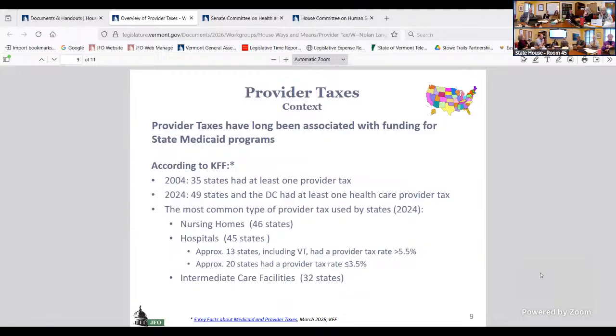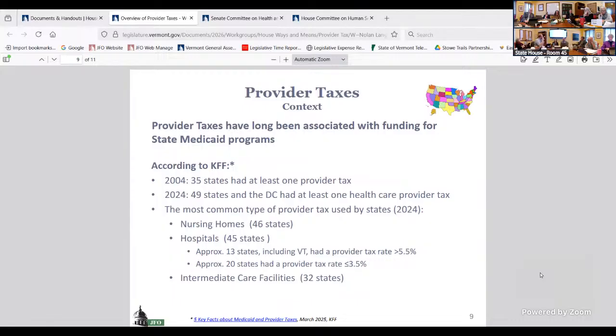In 2004, there were 35 states that had a provider tax. In 2024, 49 states and the District of Columbia had at least one healthcare provider tax. The most common was nursing homes, followed by hospitals. Approximately 13 states, including Vermont, had a provider tax rate of more than 5.5%, and 20 states had hospital provider taxes of less than 3.5%. You can see how states are using it, and what they're using it for, varies all over the map. And 32 states have intermediate care facilities, which we don't have yet.